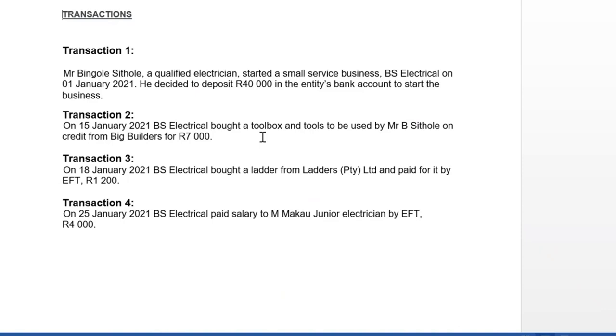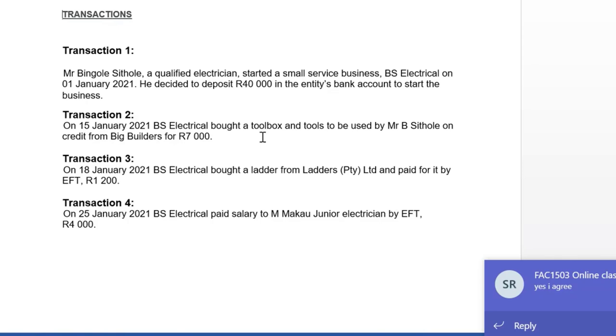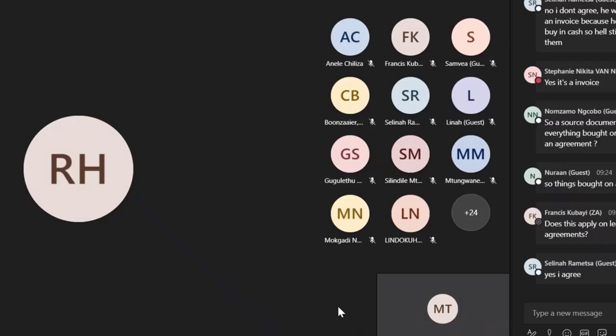So I'm going to move to transaction number three. Transaction number three: on the 18th of January 2021, BS Electrical bought a ladder from Ladders and paid for it by EFT, 1,200. So for transaction number three, I just want to know what will be your source document. I'm going to just pick anyone randomly. I'm going to pick Noreen. Noreen, please write in the chat, what do you think is the source document for transaction number three? Noreen, please, just write your answer.